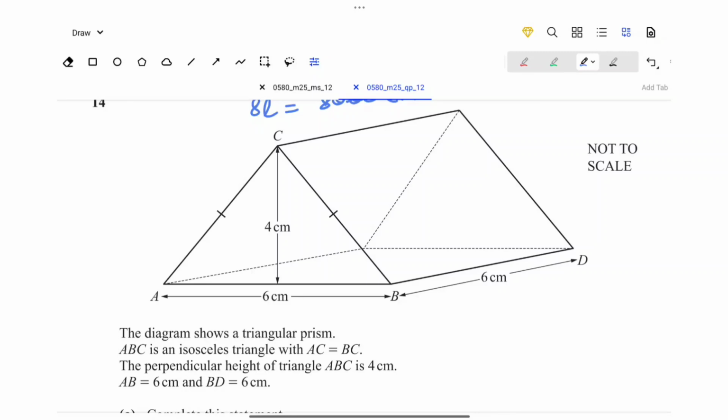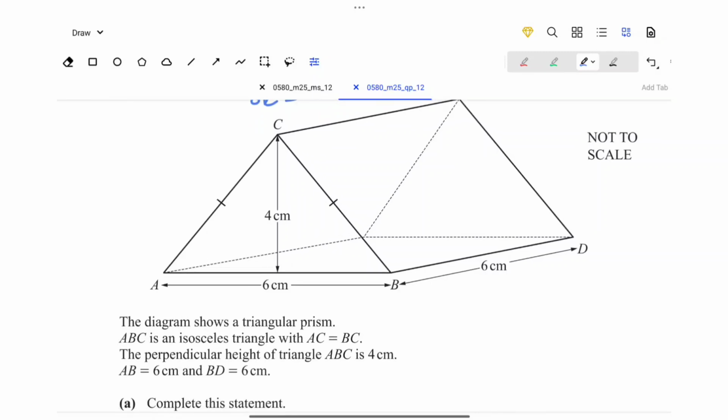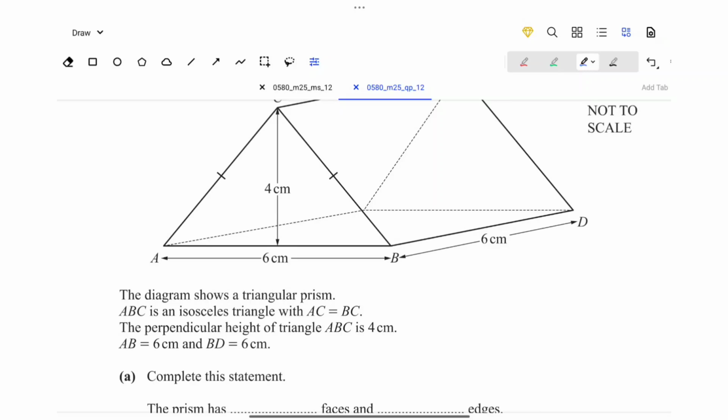Moving to the next, it says here that the diagram shows a triangular prism. ABC is an isosceles triangle. AC is equal to BC. The perpendicular height of the triangle ABC is 4 centimeters. Height is 4. AB is 6, BD is 6. So AB and BD make the base. The base is square, which means this prism has a square base.